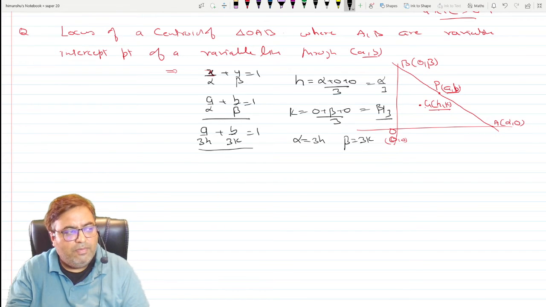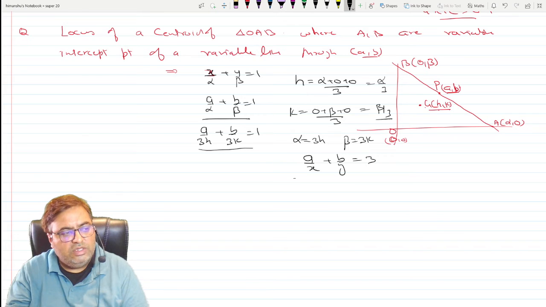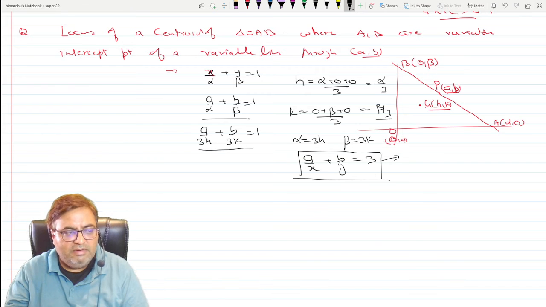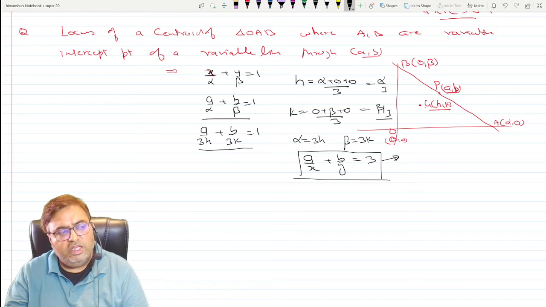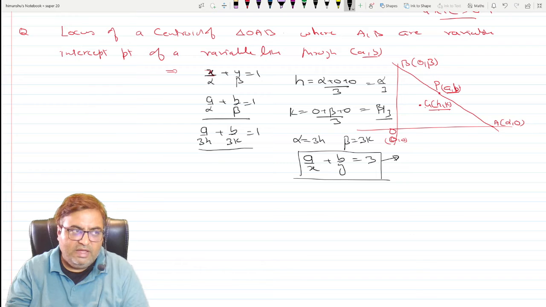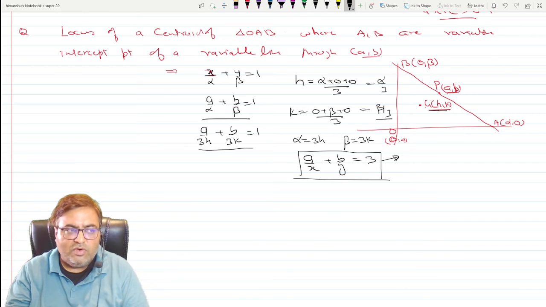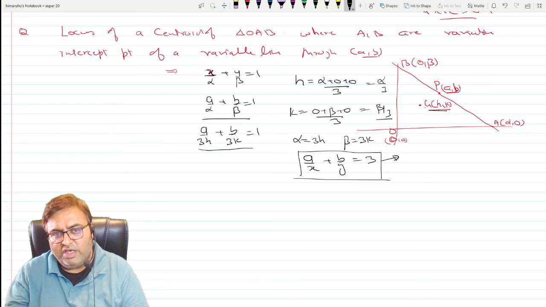So in the last step, replace h by x and k by y. This will give a by x plus b by y equals 3. This is the required equation. This is not a standard locus which you know by name, so we will just keep it as the equation a by x plus b by y equals 3. As you see, as the line moves, this centroid will move. If we add up all the locations of this centroid, then I will get this curve. The locus of this centroid will be equal to this.